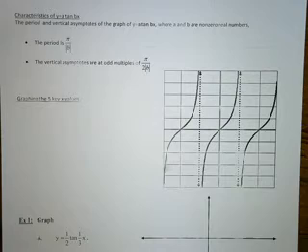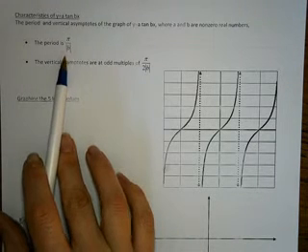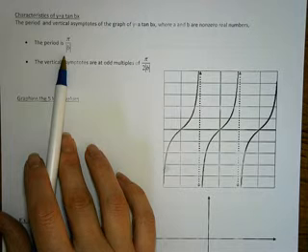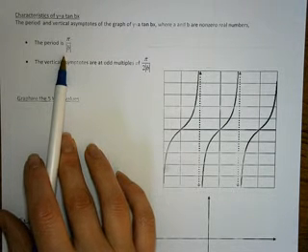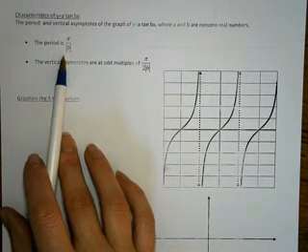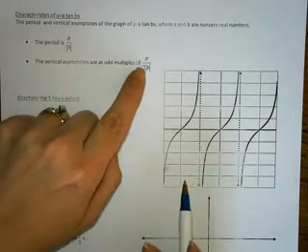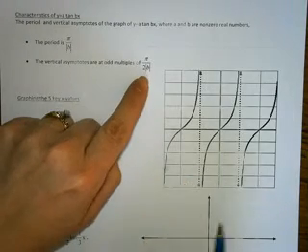Okay? How do I find the period for sine and cosine? 2 pi over the absolute value of b. Tangent, it's pi over the absolute value of b. And then we have those asymptotes that we did not have on sine and cosine. To find those vertical asymptotes, they're at odd multiples of pi over 2 absolute value of b.